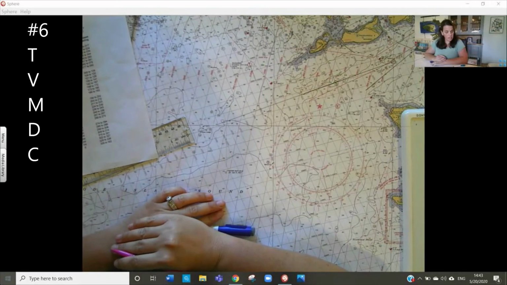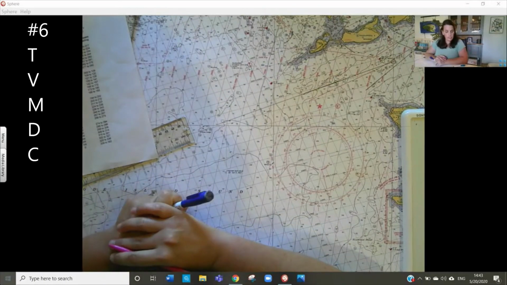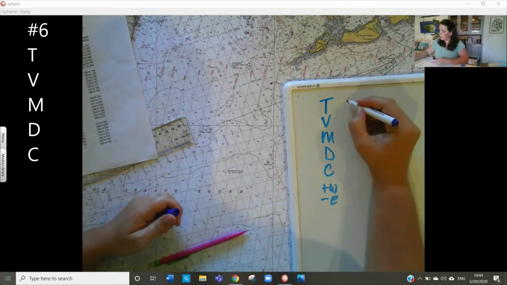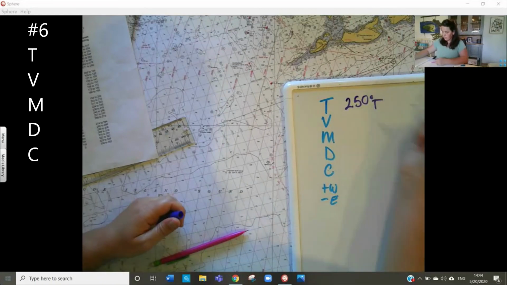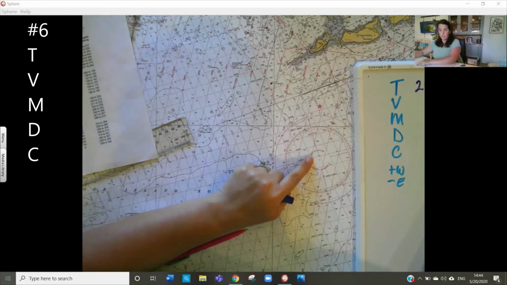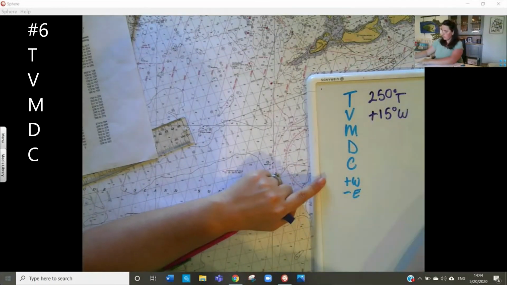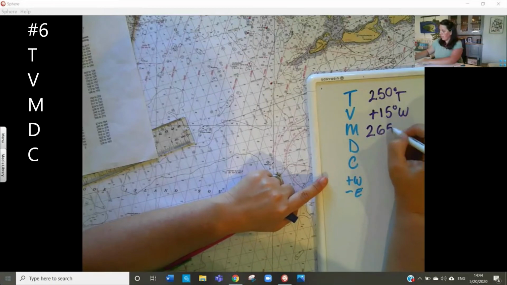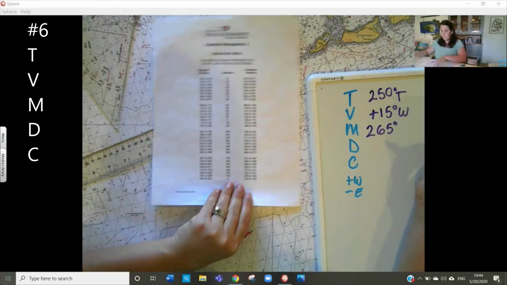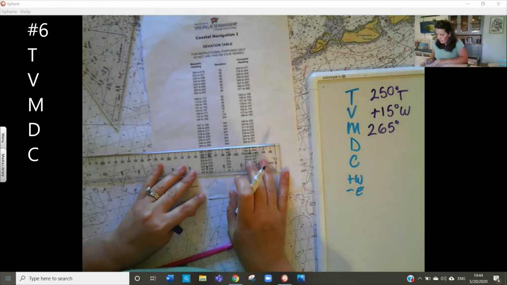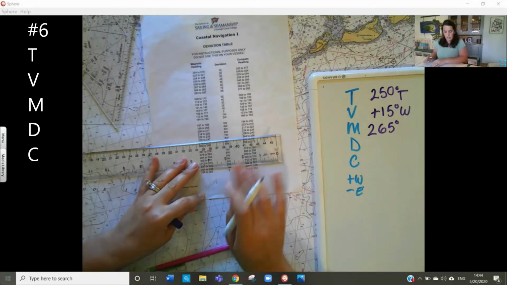On question number 6, it asks us if we continue on 250, what do we need to steer per standard compass? So we need to go back to our TV MDC. So we have a true course of 250 degrees true. Our variation is given to us on the compass rose. So we have 15 degrees west. So with west we're going to be adding. So we have a magnetic of 265 degrees. Then we're going to need our deviation table to help us with the deviation. We have 265, so that gives us a deviation of 8 degrees west.